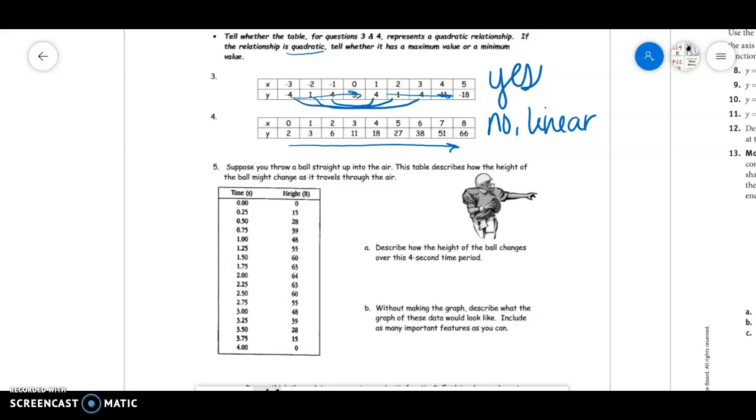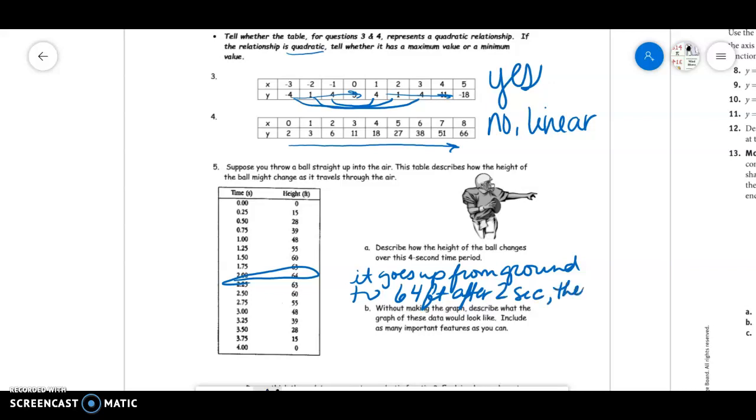On this next one, we needed to use the table, describe how the height of the ball changes over the 4 seconds, and I graded this one by hand for you. You essentially needed to say that it goes up from the ground to 64 feet after 2 seconds, then comes back down.